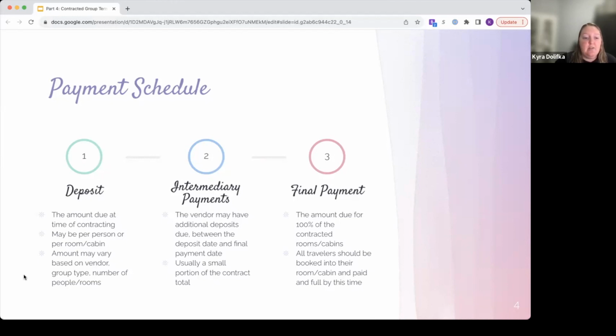It could vary based on the vendor, the group type, the number of people and rooms. There's a lot of factors that go into what the deposit might be. And we're going to look at an example here in just a second. Okay, so that is the deposit. It is due at time of contracting.